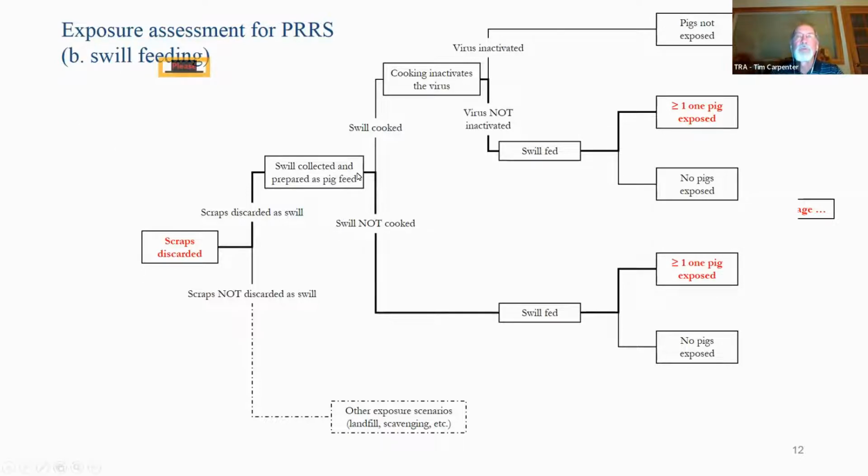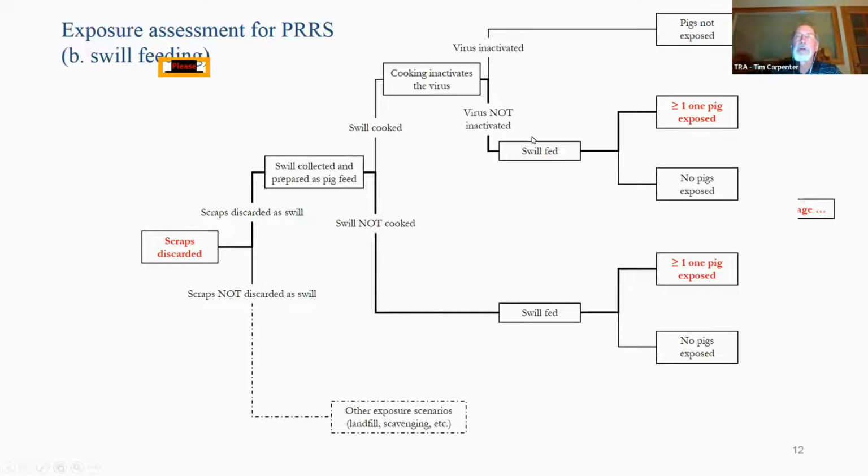So if you do have swill feeding and don't cook it and feed it to pigs subsequently, you have the possibility of exposing a pig, at least one pig in a population or not, depending on whether that swill is contaminated and the pig becomes infected or not. Now, if you cook the swill, it may, if done properly, inactivate the virus, in which case you are left with a situation where you're not going to be exposing a pig.